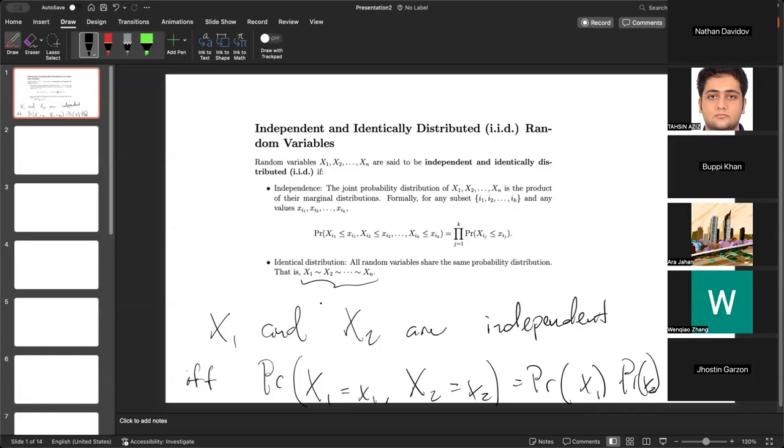Okay, so this definition looks kind of scary, but it's really not. I recommend you don't really have to write this one down. Just take a screenshot of this and you'll be fine. So the important parts are independence and identical distribution.